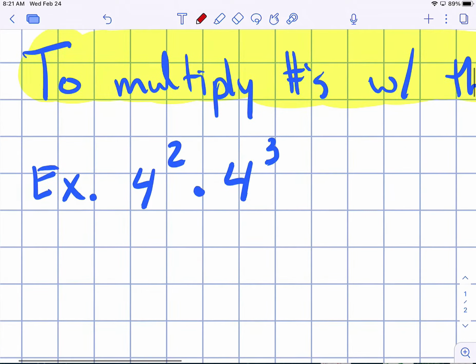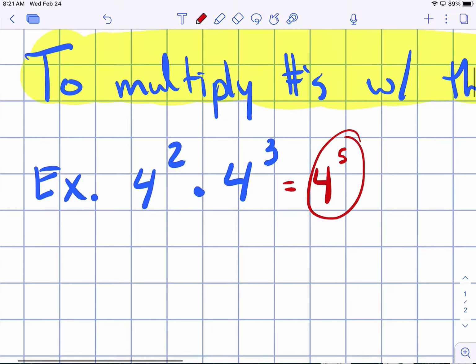Just like it says up there, I have 4 to the second times 4 to the third. To multiply numbers with the same base, and they both have a base of 4, all I have to do is simply add the exponents. So this is the same as 4 to the 5th power. So why does that work? I want to make sure I show you that one time.